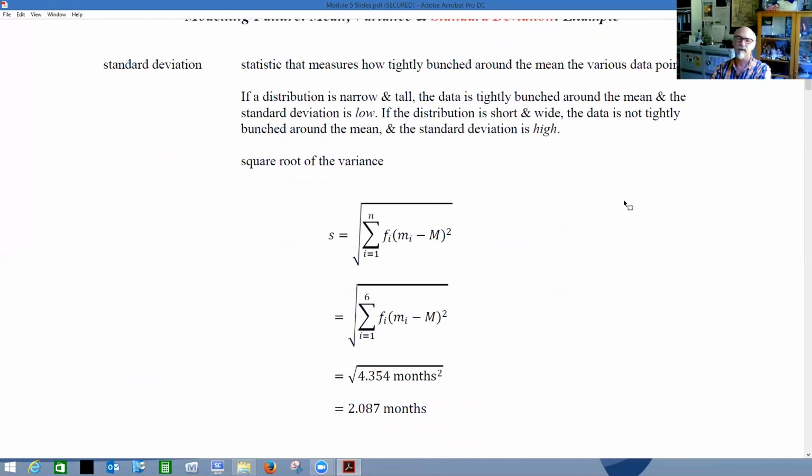And again, the standard deviation is a statistical measure of how tightly bunched things are around the mean for various data points. So these are mathematical measures, basic, very simple, straightforward statistical measurements to give us some insights into predicting what's going to occur so that we can replace things before they fail.